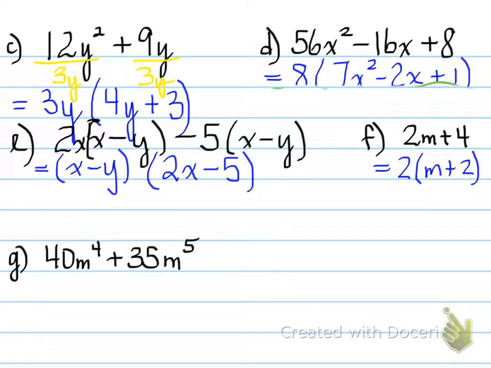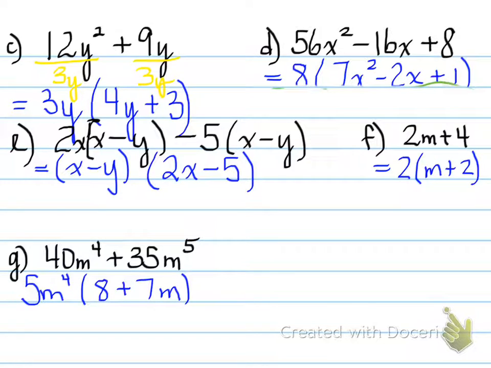G, 40m to the power of 4 plus 35m to the power of 5. How are we going to common factor that? Well, our greatest common factor is going to be m to the power of 4 with a 5 in the front. 40 and 35 have a common factor of 5. m to the power of 4 because there are 4 here and 5 here. The lowest number is 4. What are we left with? Well, we're left with 8 plus 7m.